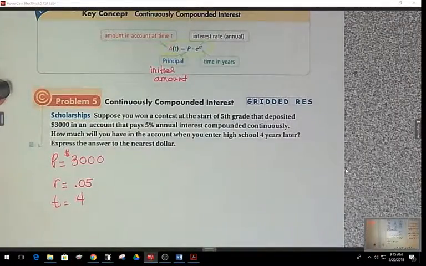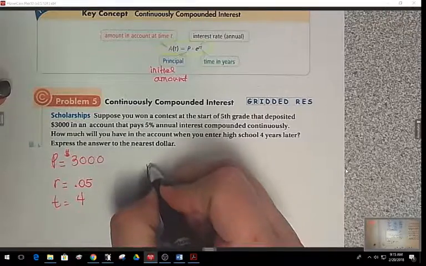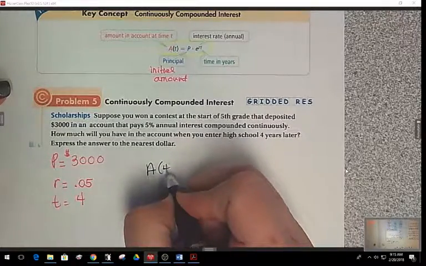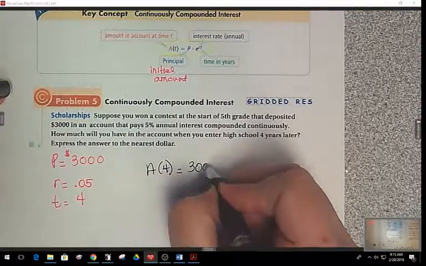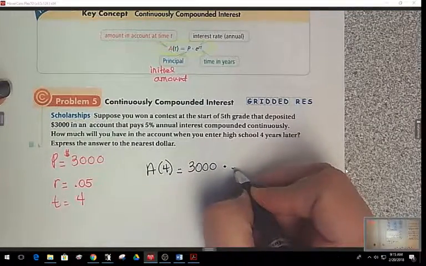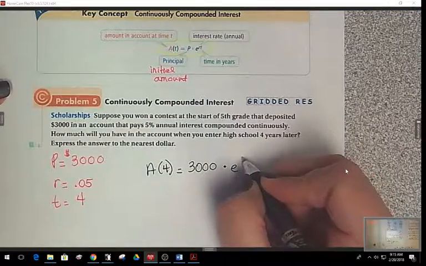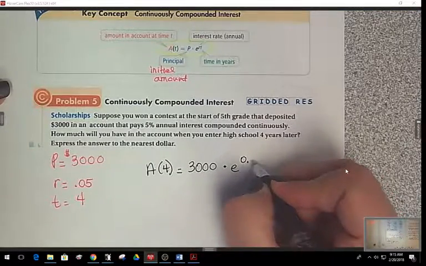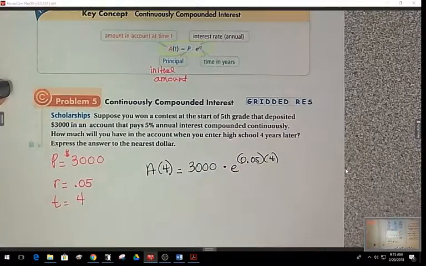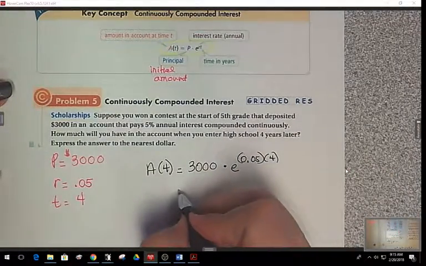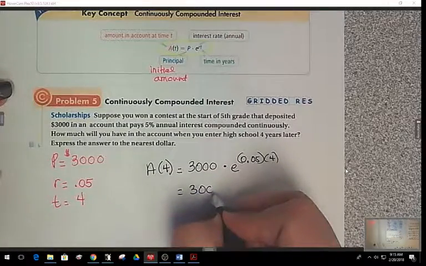So when I plug into my formula, the amount after 4 years is going to equal the principal times e to the 0.05 times 4. So here's what I would recommend you do.